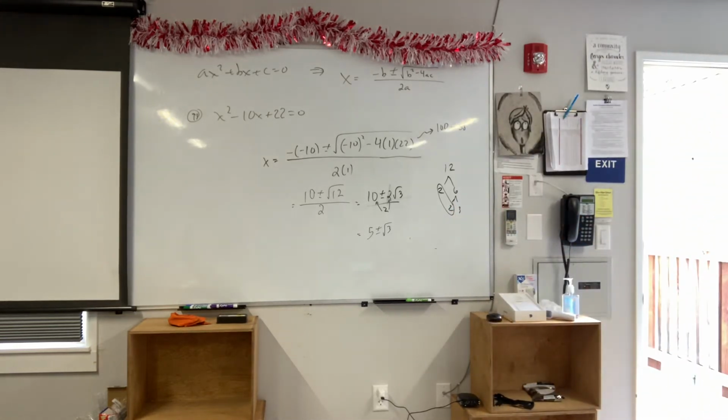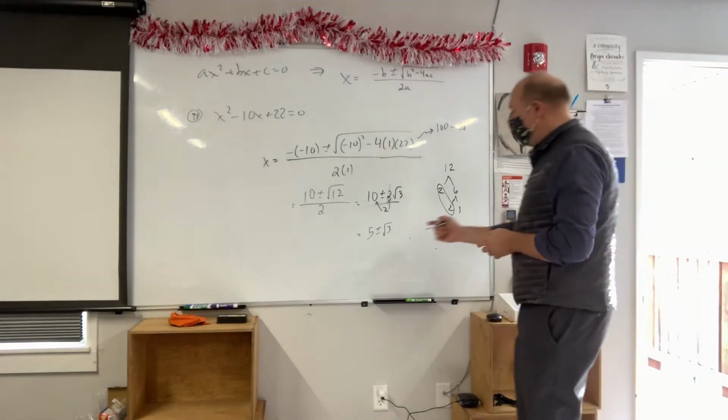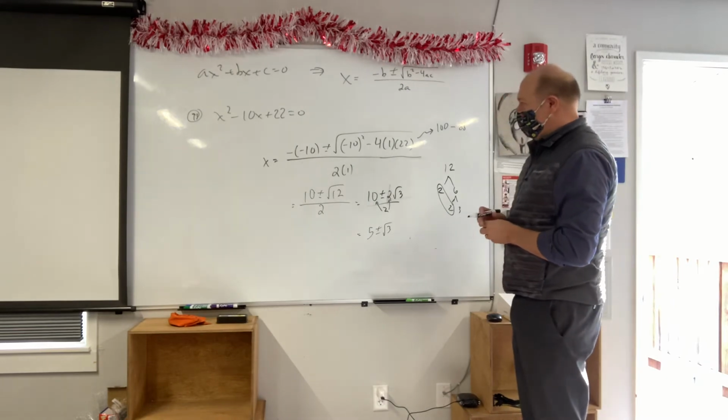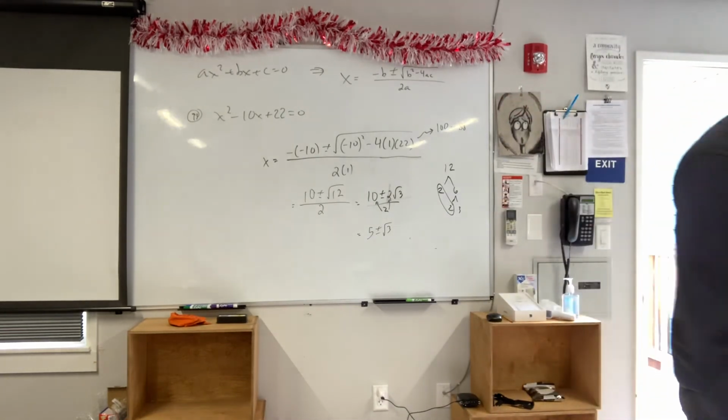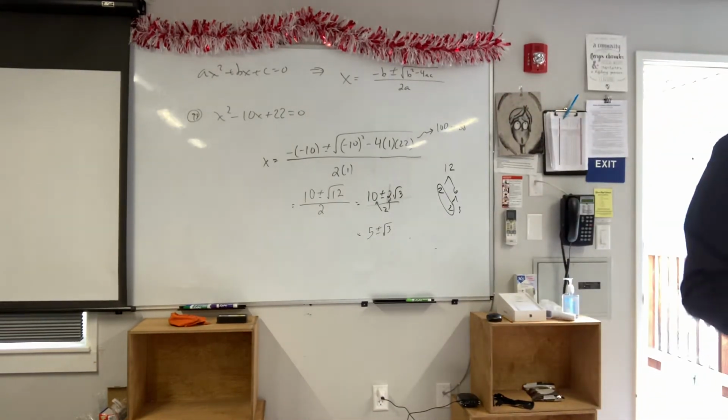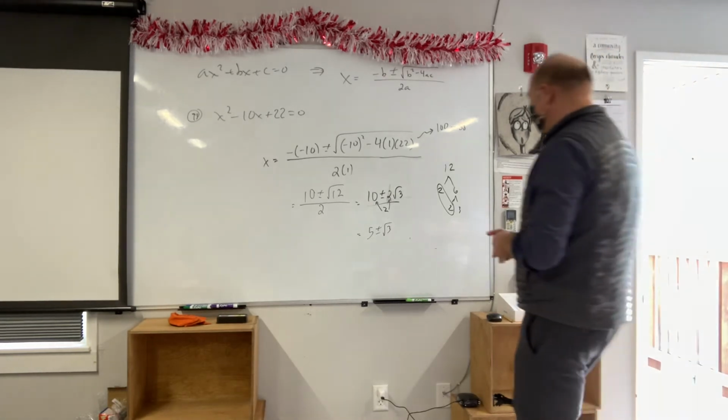Could we have done this by factoring? No. Because you have root 3. There was no way to do this by actually factoring. No, but you did it completing the square as the method.